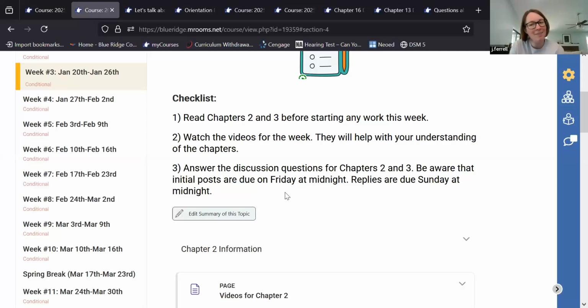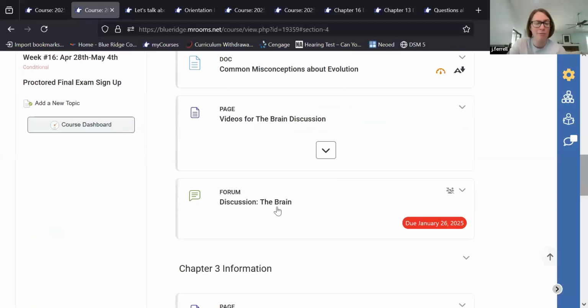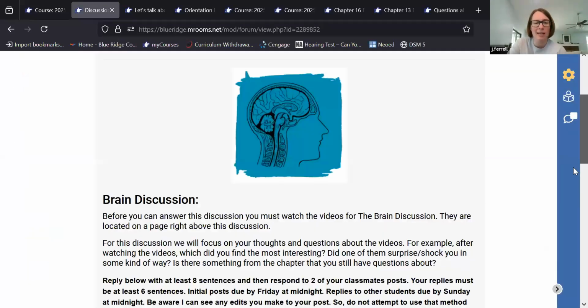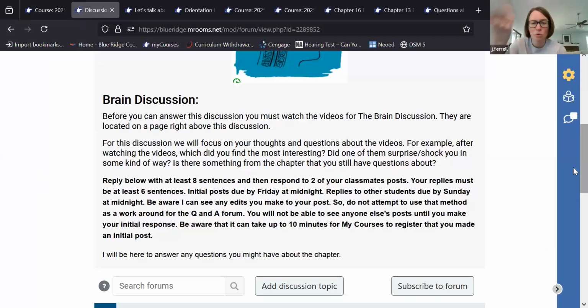In the semesters where I haven't done this, they all wait until 11 o'clock at night on Sunday to do an initial post, which irritates half the class because they have no one to talk to. So in all of my discussions, they have to have their initial post in Friday by midnight. I put the rules for how many people they need to reply to, and in terms of sentence length, how many they need in order to get full credit for their post.